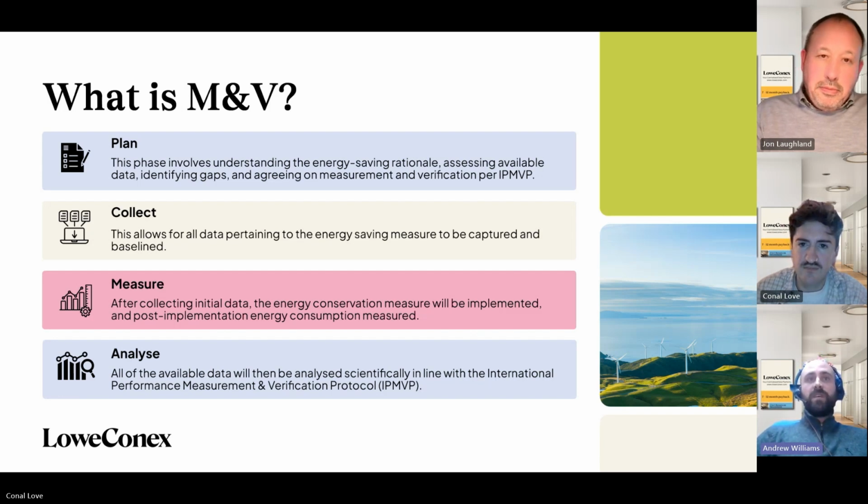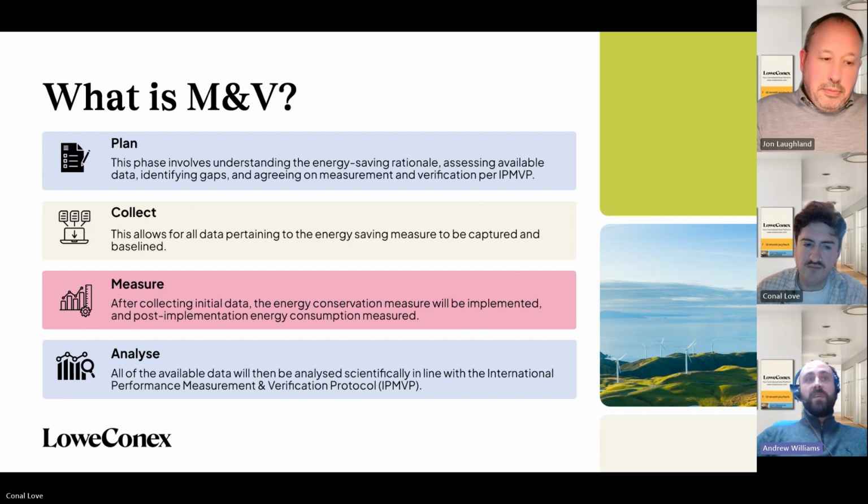So this involves us understanding why and how we're aiming to save energy, what data we have available to us to validate it, any gaps that we need to be aware of, and more importantly, gaining buy-in from all the key stakeholders to the measurement and verification process. Without planning, M&V can fail, or it can lead to outcomes that we can't actually stand over.